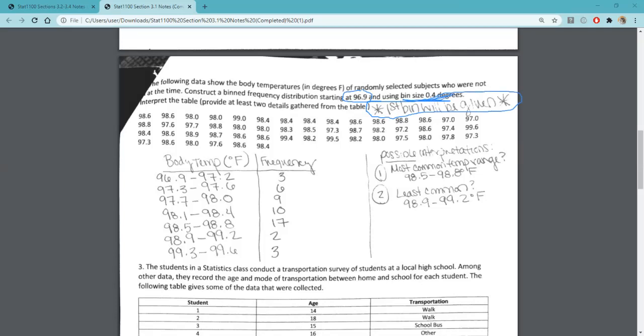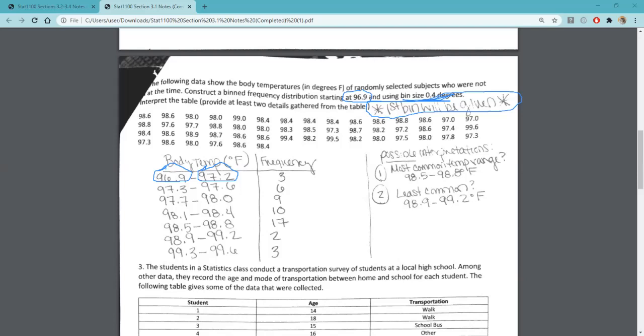Notice what we're doing here then whenever we set up our bin frequency distribution is we're starting with that 96.9 and we're adding 0.4 degrees. So it's going to go up all the way to 97.2 because we could have 96.9, 97.0, 97.1, and 97.2. So that's going to be our bin size of 0.4. So it ends at 97.2.